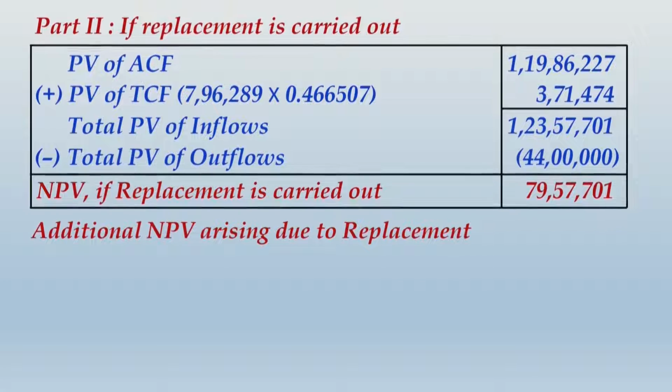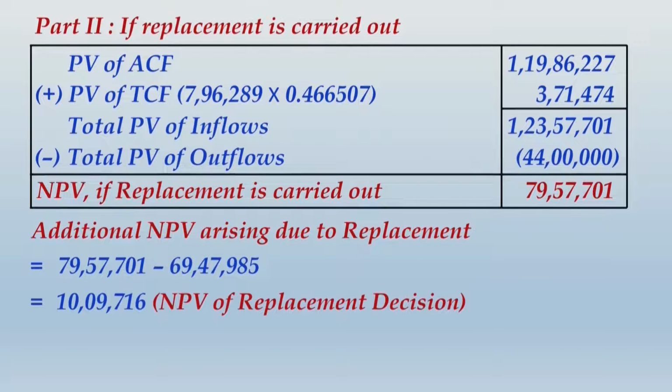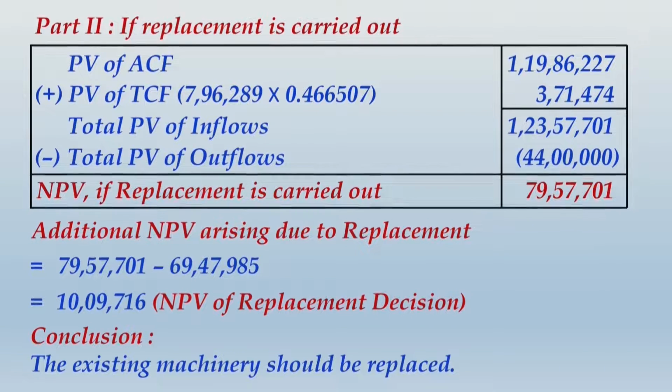It is the difference between the NPV of both the options, and that will be 10,09,716, which we can call as NPV of replacement decision. So this is the difference between the NPV of the two separate outcomes. So this is the NPV of replacement decision. That means this additional NPV will arise if you go for replacement of assets. So conclusion, existing machinery should be replaced because NPV of replacement decision is positive. So please write up this entire working and then I take you ahead.